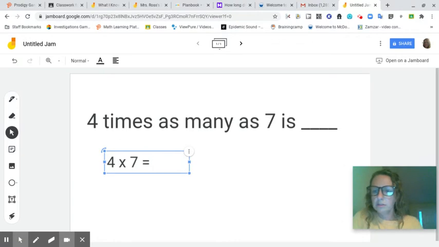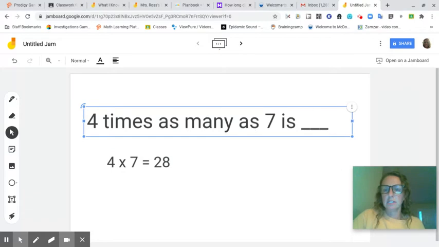What is 4 times 7? Well, I know 2 groups of 7 is 14. So 4 groups of 7 would just be double 14. I know 14 and 14 would make 28. So 4 times as many as 7 is 28.